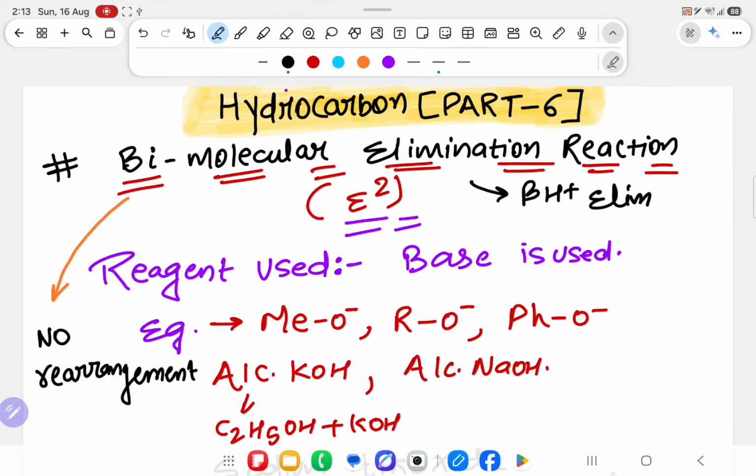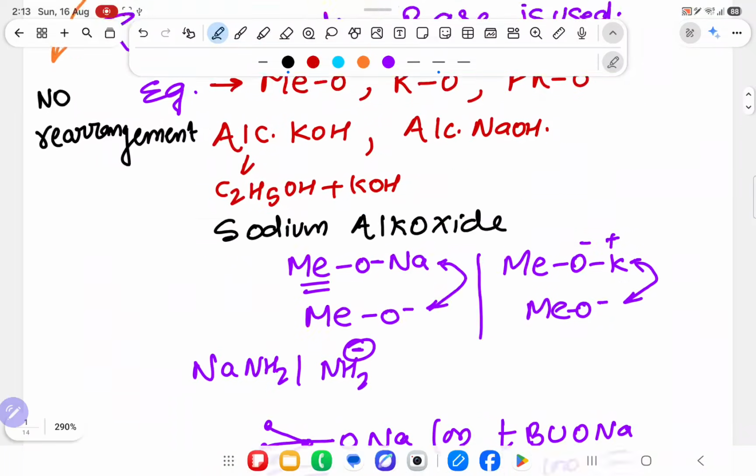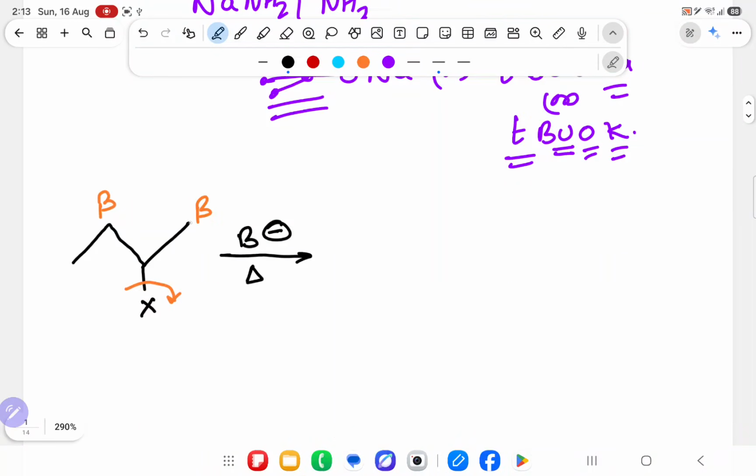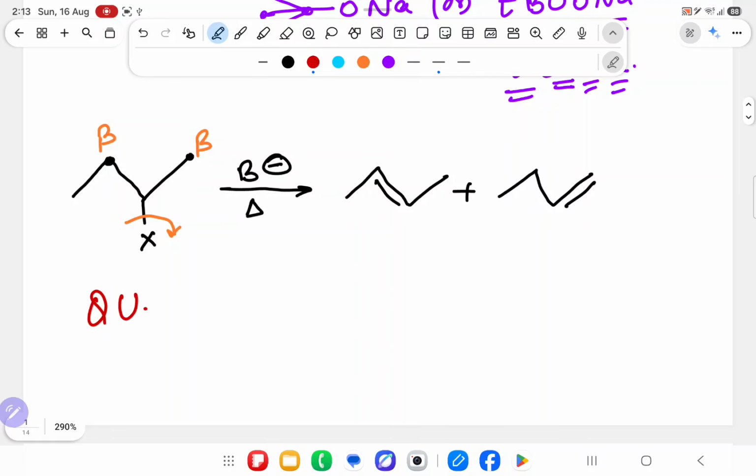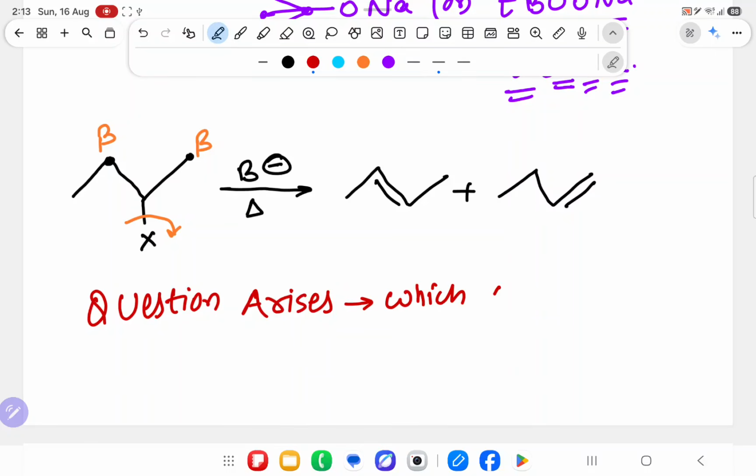Those who have watched it already know that from here or from here you can remove hydrogen, so one alkene will come like this and one alkene will come like this. These two products will come. Understood? Now the question arises: sir, we got two products, which one is major and which one is minor?